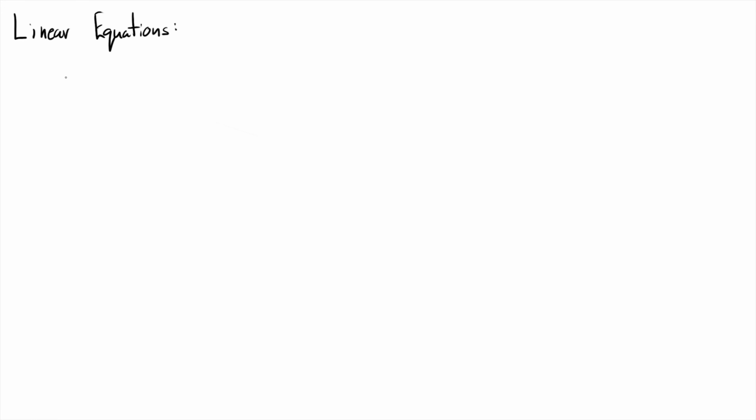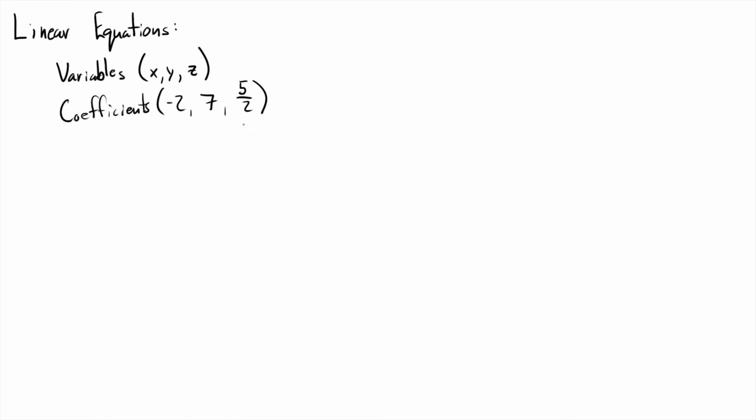Well, a linear equation in simple terms we can say is anything that has variables. Okay, so maybe something like x, y, z, whatever, some sort of variable. Another thing that it has to have is coefficients. Okay, so coefficients, something like the number -2 or 7 or 5/2, for example. These are all coefficients and they can be part of our linear equation.